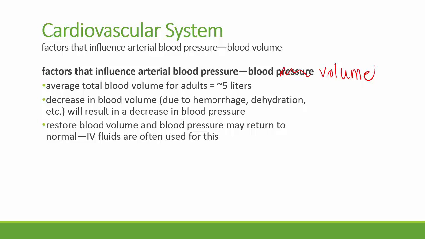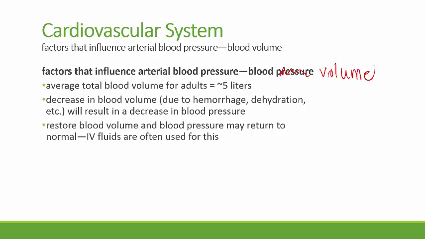So blood volume has a direct influence on blood pressure. If there's a decrease in blood volume, either because of, say, a hemorrhage, we've lost a lot of blood, or if the body becomes very dehydrated, then blood volume will certainly be affected by that. Then we would expect to see a decrease in blood pressure. Less blood volume makes sense that you would also have less blood pressure, or I hope it does.